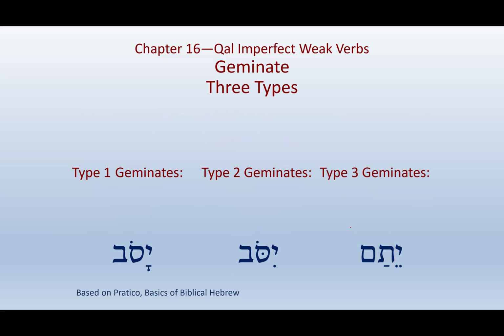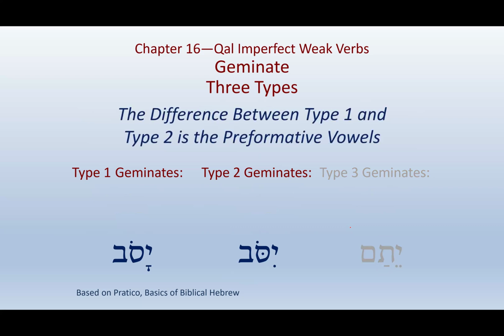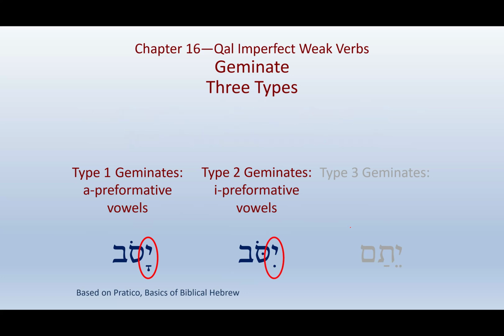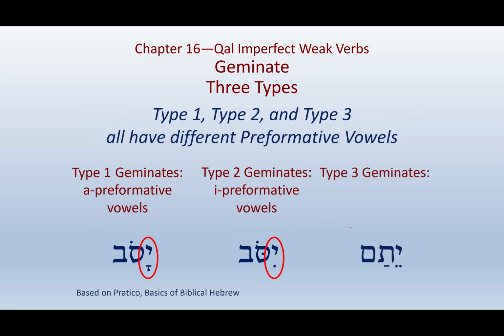Then just concentrating on the first 2 types. The difference between type 1 and type 2 is the preformative vowels. Okay. So the first one we have a qamets, A vowel, and type 2 we have hireq, an I vowel. Type 1, 2, and 3 all have different preformative vowels. The E vowel, the tsere, for the type 3.